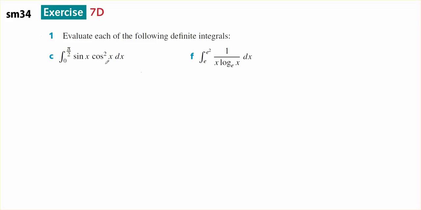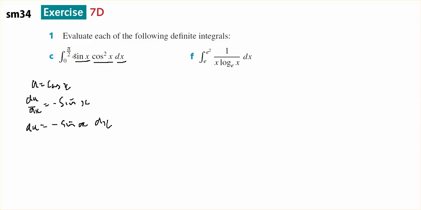If I was to make cos of x equal to u, so u equals the cos of x, which means that du dx equals negative sine of x, which means that du equals negative sine x dx. So I've got my sine x and my dx. To make it negative, I put a negative out the front.